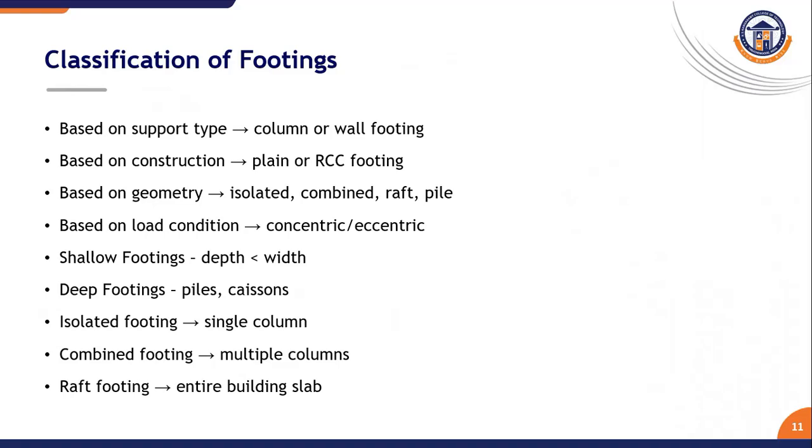Classification of footings. Footings can be classified in different ways based on support. They may be wall footing or column footing. Based on the shape, they include isolated, combined, raft and pile footing. Plain concrete footings are used for light loads, while RCC footings are used for heavier loads. Depending on the soil, there may be shallow or deep foundations. IS 456 specifically classifies RCC footing and gives the design provisions. The choice depends on both safety and economy.